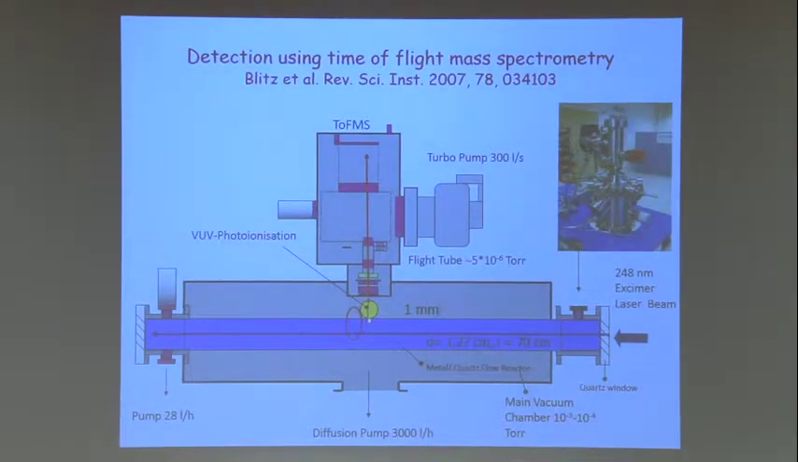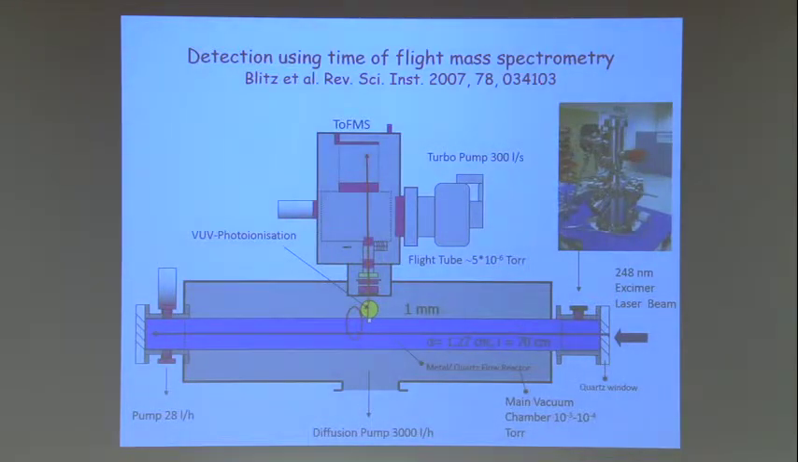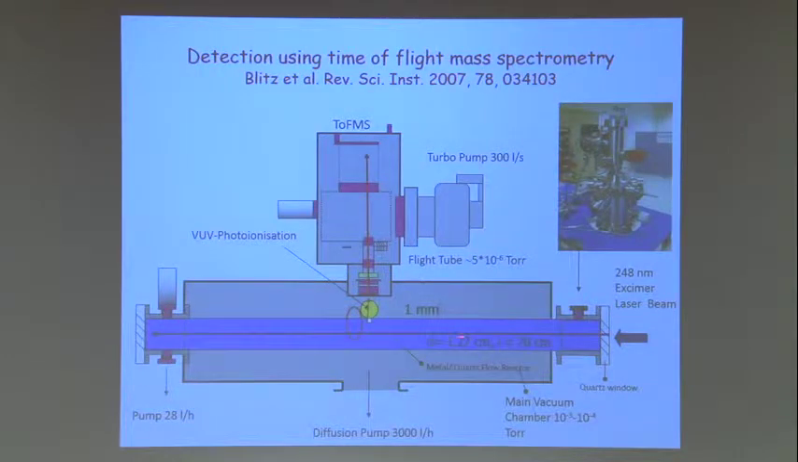Okay, let's have a look at one or two other detection techniques. So this is using time of flight mass spectrometry. What we've got here is a flow tube, and the precursor and the reactants are flowing down this flow tube. And then you have a laser pulse, an excimer laser pulse that goes through it and generates OH, which reacts away with whatever it is you're wanting to look at. Or you could have some other species that reacts away.